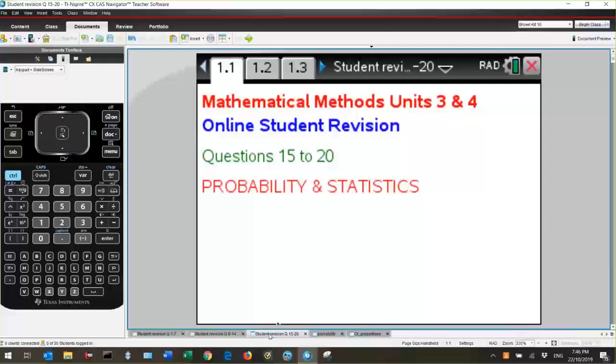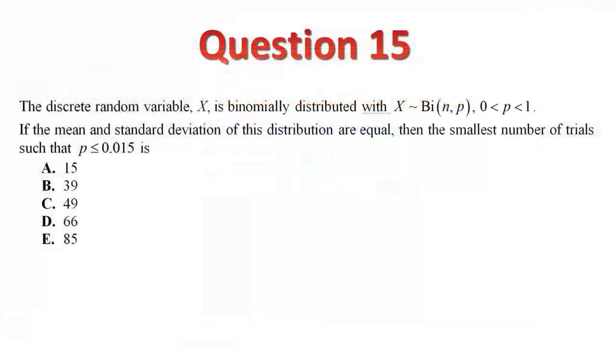So the first question is a binomial distribution question, similar to one that was asked in 2017, and 62% of students did not get a similar question correct. So in this one, a discrete random variable x is binomially distributed with n and p, where p is between 0 and 1, not including 0 and 1. If the mean and standard deviation of this distribution are equal, then the smallest number of trials, such that p is less than or equal to 0.015 is.